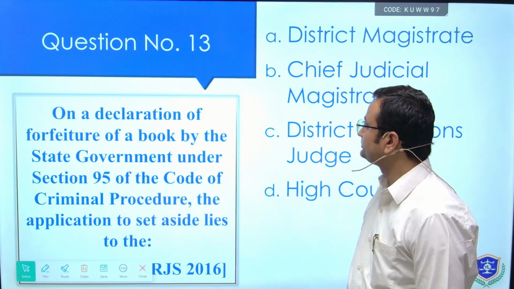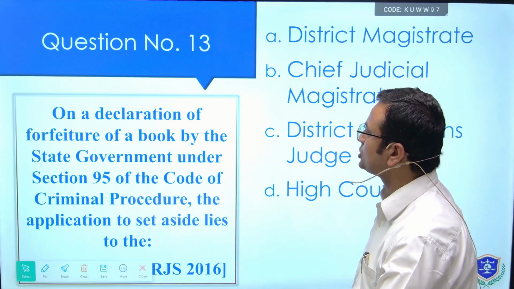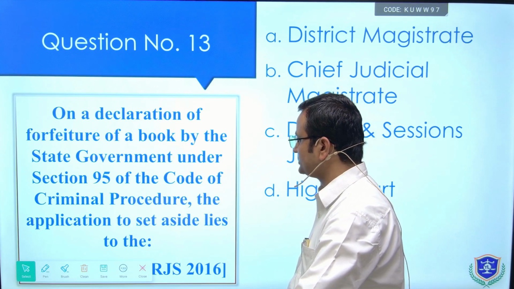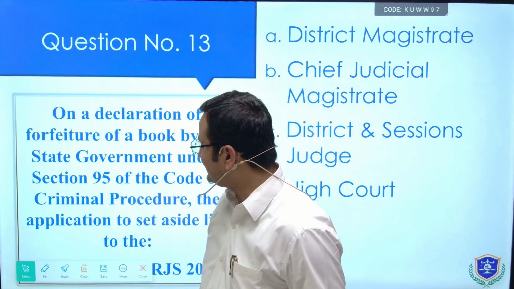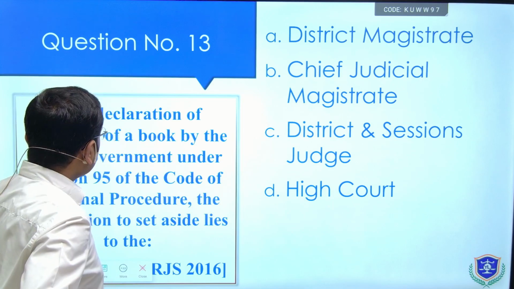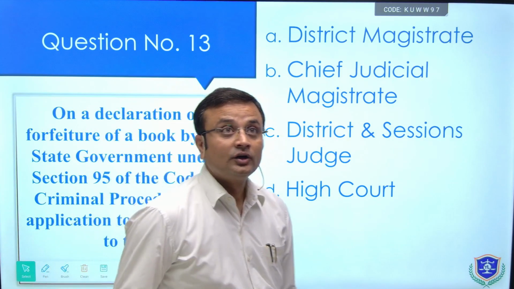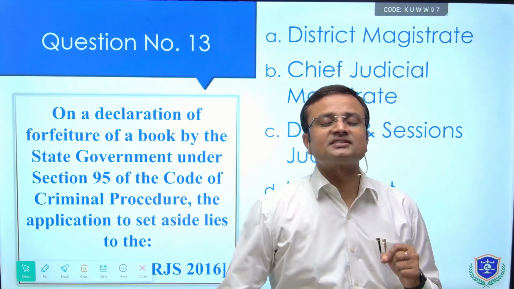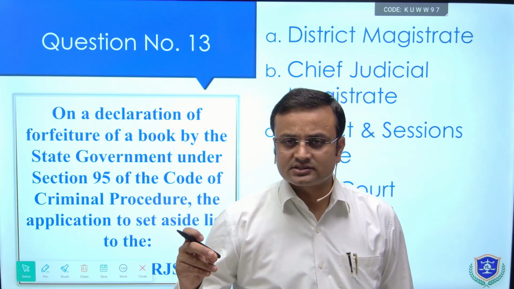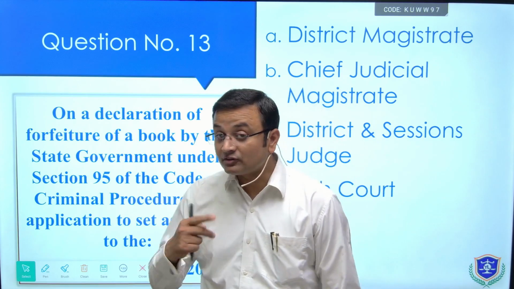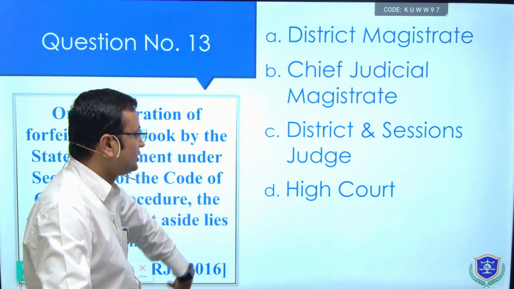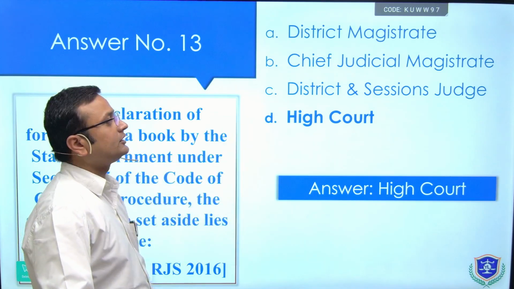Let's see the next question, that is question number 13. On a declaration of forfeiture of a book by the state government under Section 95 of the Code of Criminal Procedure, the application to set aside lies to the... So this question has again been asked in RJS 2016. On a declaration of forfeiture of a book by the state government under Section 95 of the Code of Criminal Procedure, the application to set aside lies to whom? The options are district magistrate, chief judicial magistrate, district and sessions judge, high court. Let's see the options. Yes, D is the correct option, that is high court.